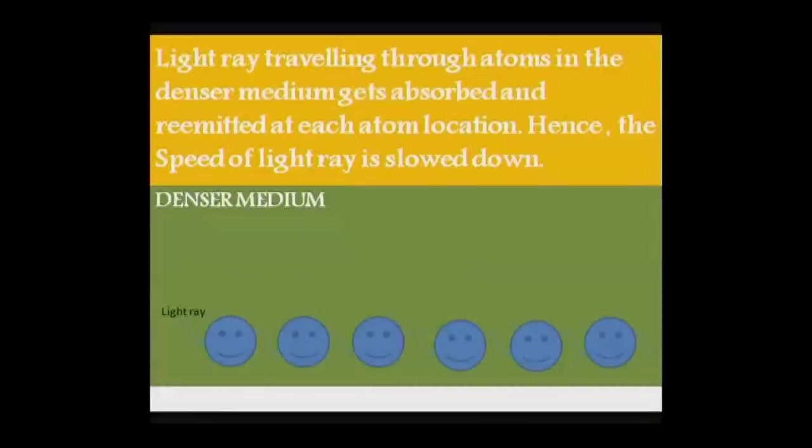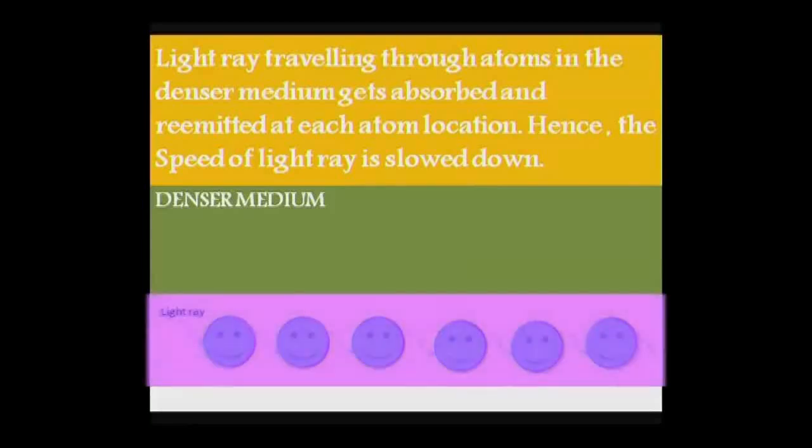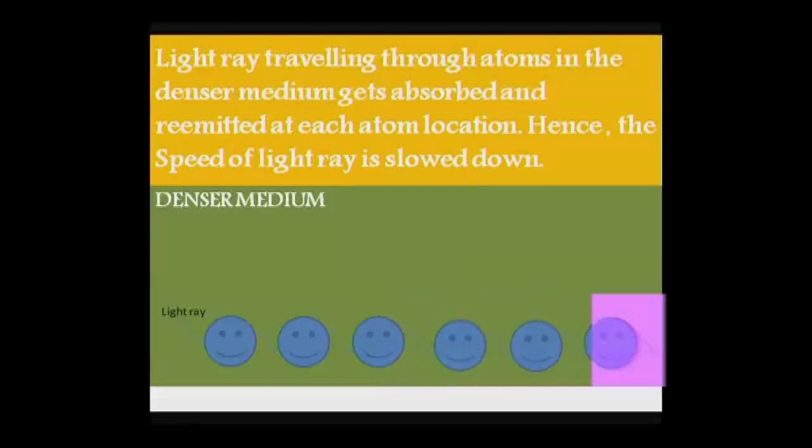Now, let us look at this atoms arrangement. Light ray travelling through atoms in the denser medium gets absorbed and re-emitted at each atom location. Hence, the speed of light ray is slowed down. Look at the light ray. It is passing through all atoms. As it passes, the light ray is absorbed at each atomic location and it is re-emitted. So, in this process, the speed of light decreases.